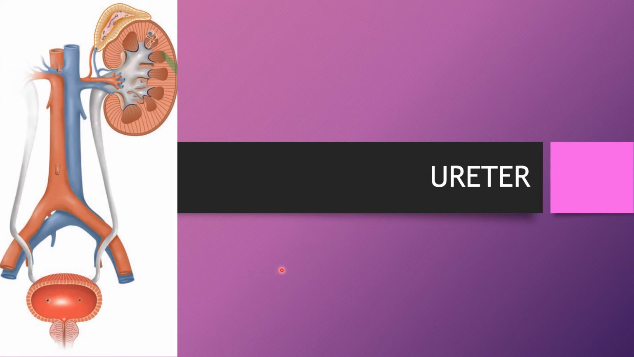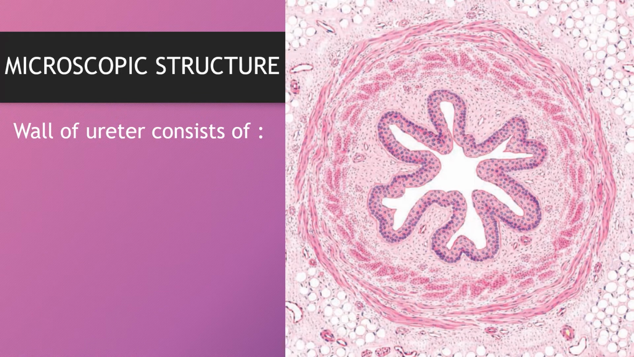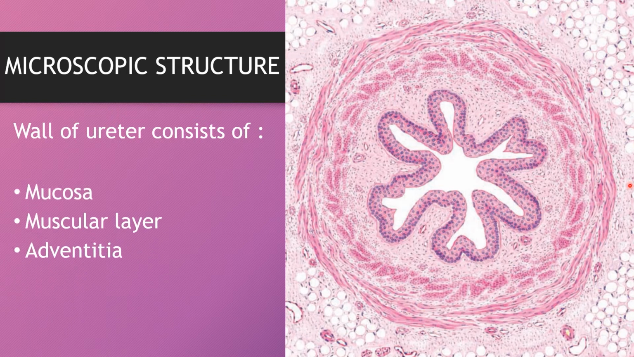So in this video we will be covering the histology of the ureter and the urinary bladder. The ureter conveys the urine from the renal pelvis to the urinary bladder. What about the microscopic structure of the wall of the ureter? The wall of the ureter consists of three layers, that is the mucosa, the muscular layer and the adventitia. Somewhat like GIT.